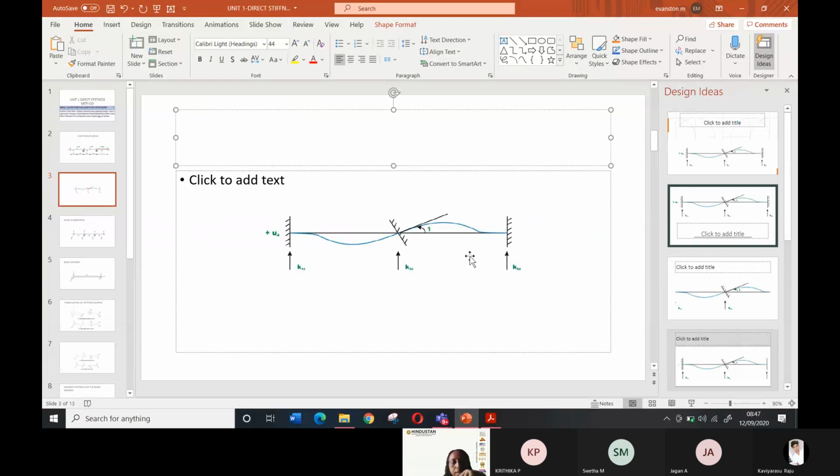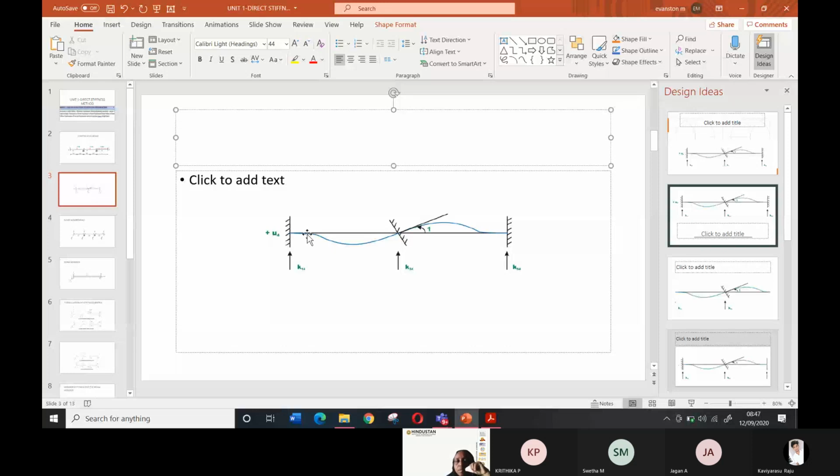Are you able to see what I'm talking about? Rotation, translation. Yes, ma'am. This diagram, yeah. If you take this fixed support, it is not rotating at the end. Am I correct? It is not translating at the end also. Vertical translation is not allowed. But when you look at the middle, there is some rotation. So that is why it is fixed. That's a very good example.